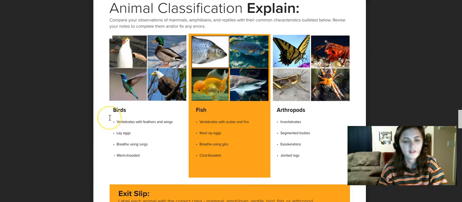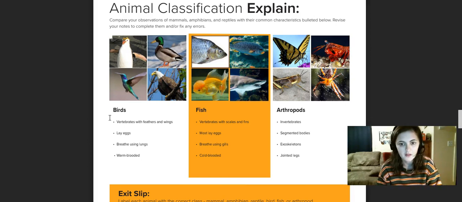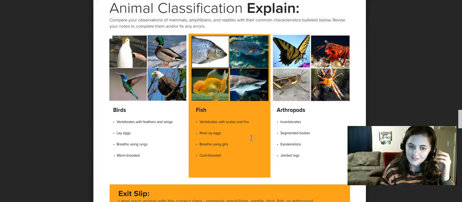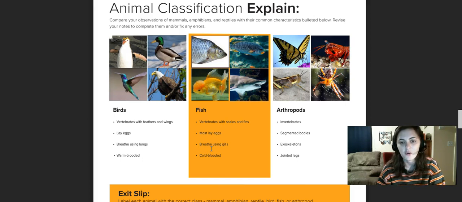So for birds, they are vertebrates, and remember, vertebrates are animals that have a backbone. They have wings and feathers. They lay eggs, they breathe using lungs, and they're warm-blooded. Over here we have the fish. Those are also vertebrates, meaning they have a backbone, but they have scales and fins. They mostly lay eggs. There are a few types of fish that will give live birth, but not very many at all. They breathe using gills, and they're cold-blooded, meaning they have to have some sort of sun, heat lamp, something to keep them warm, or keep them at the body temperature they need to be at.